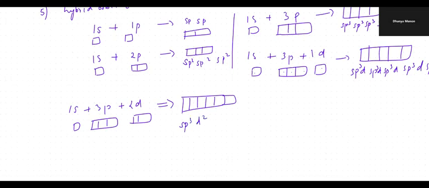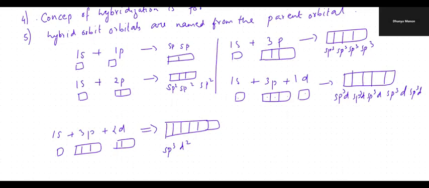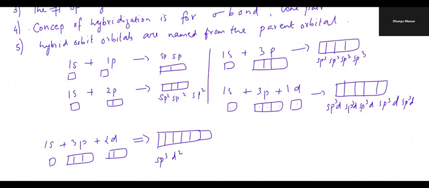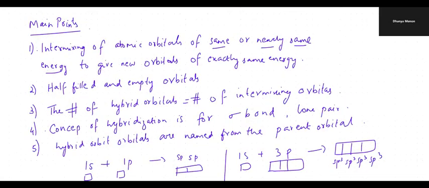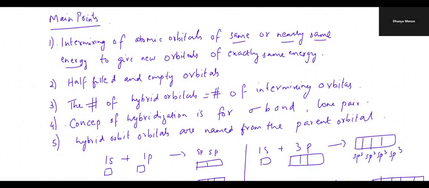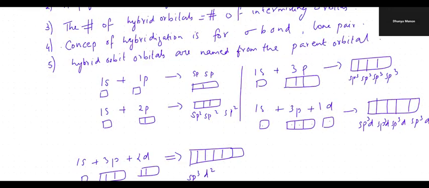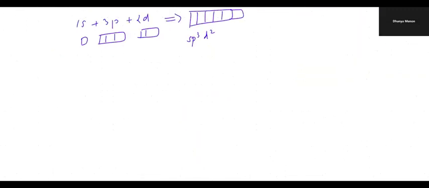Okay. So the number of orbitals combining is equal to the number of hybrid orbitals we get, and they are named after their parent orbitals. I hope it is clear. And what kind of orbitals undergo hybridization? Half-filled or empty orbitals. And the concept of hybridization is for sigma bonds, not for pi bonds. Okay, moving on further. Shape of hybrid orbital.